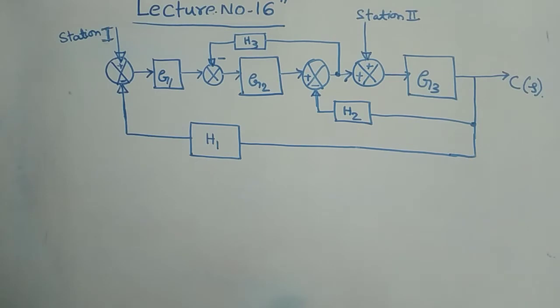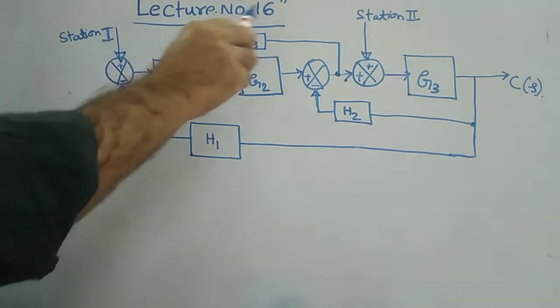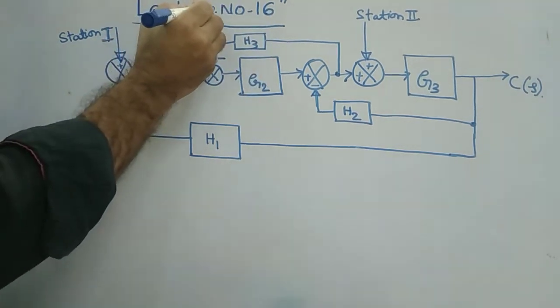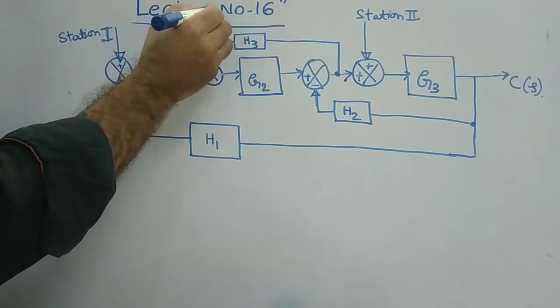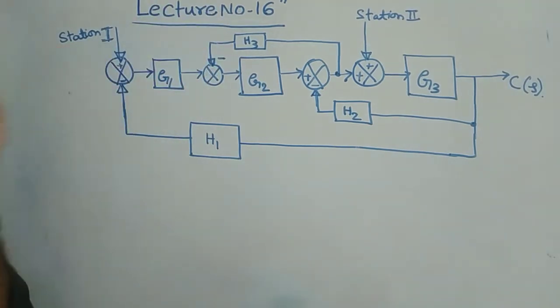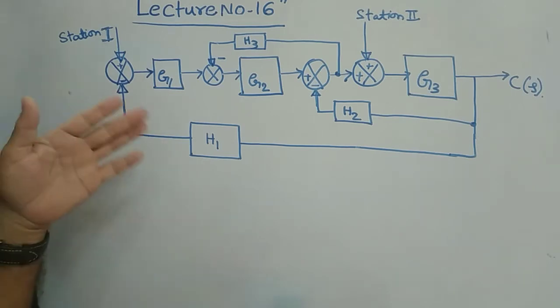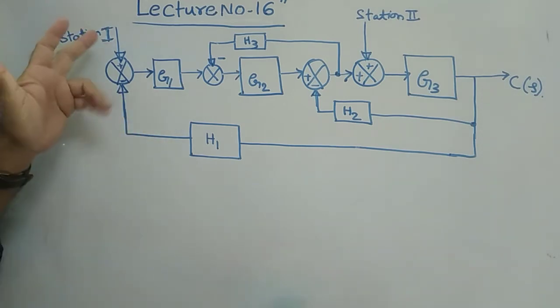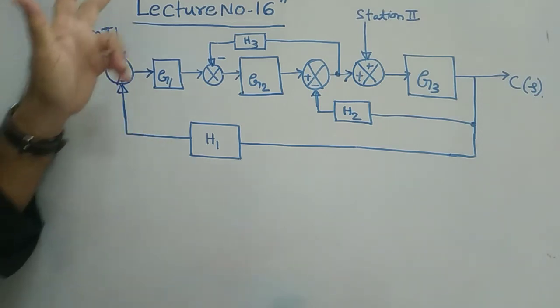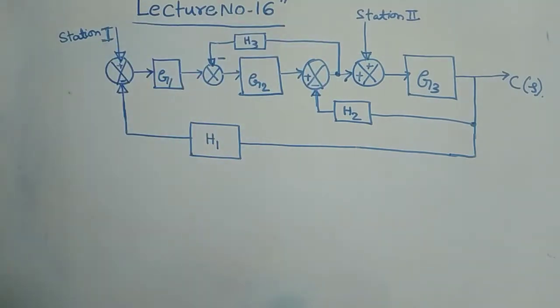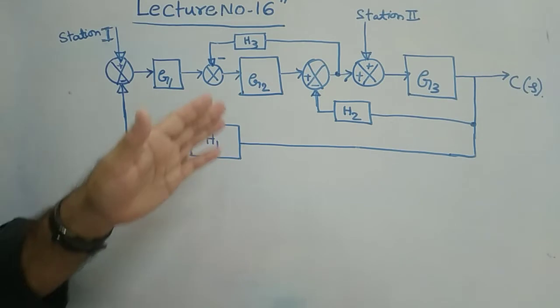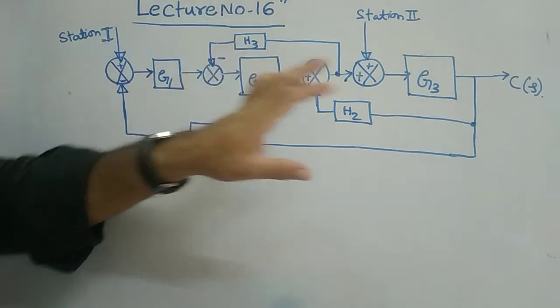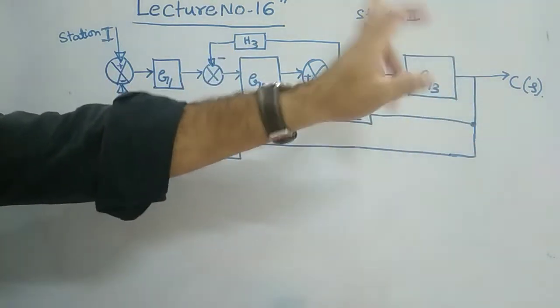Today it is lecture number 16. In this lecture, we are going to see, if the input R of S is connected to station 2, what will be the closed loop transfer function of this block, nothing but C of S by R of S.